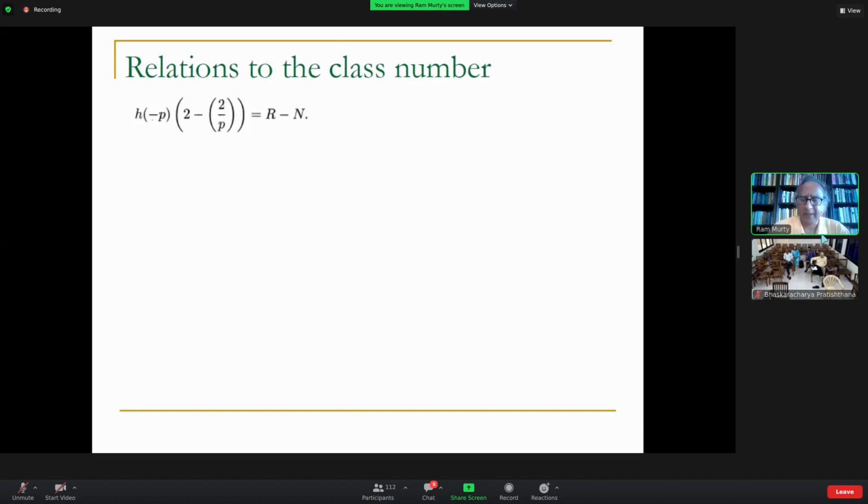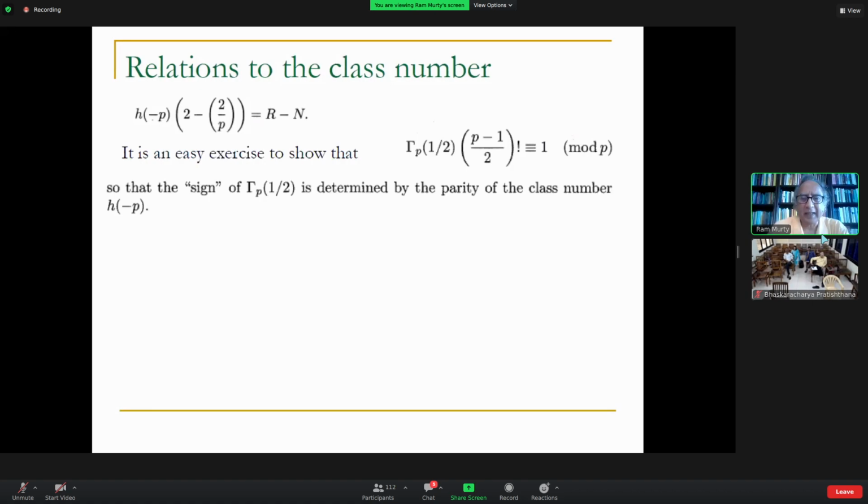number formula. Anyway, this is what we end up getting, and so it's now an easy exercise to show that Γ_p(1/2) times ((p−1)/2)! is actually −1 mod p. And so the sign of Γ_p(1/2) is determined by the parity of the class number h(−p). So whether h(−p) is even or odd enters into the evaluation of Γ_p(1/2).